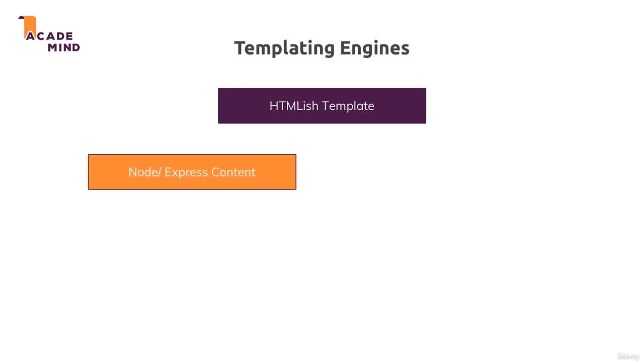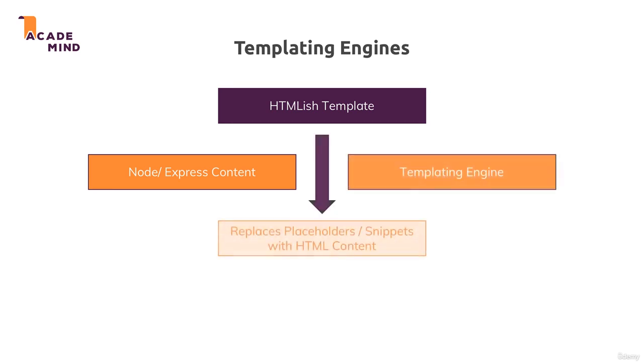And then you have your Node Express content in your app, like our dummy array, our products array we're currently using. And you got a templating engine which understands a certain syntax for which it scans your HTML-ish template, and where it then replaces placeholders or certain snippets, depending on the engine you're using, with real HTML content. But that HTML content is generated on the fly, on the server, by the templating engine, taking that dynamic content into account.